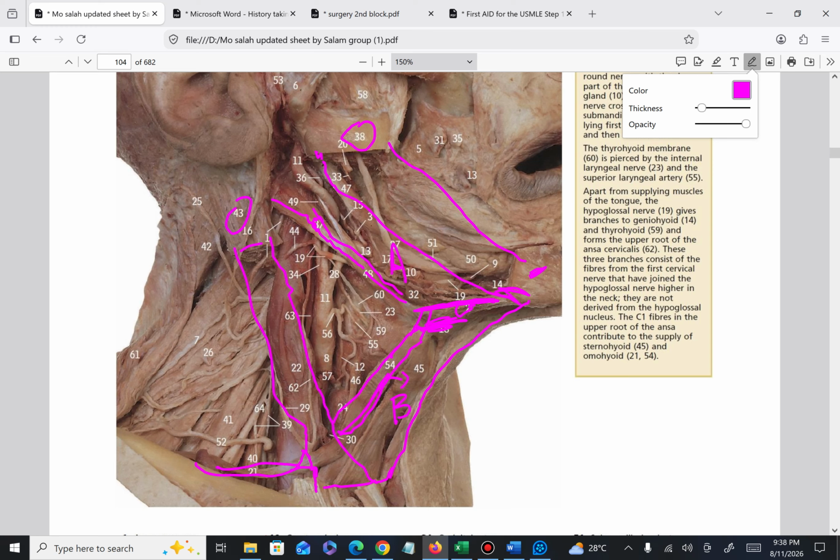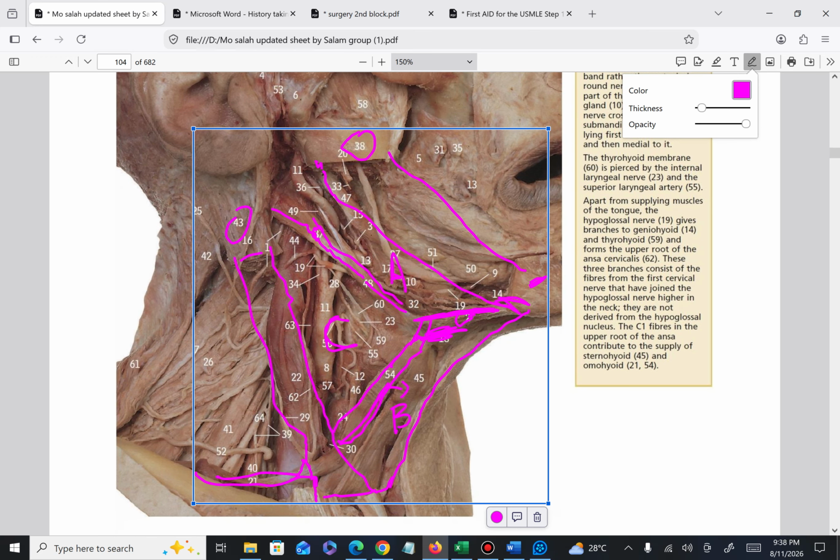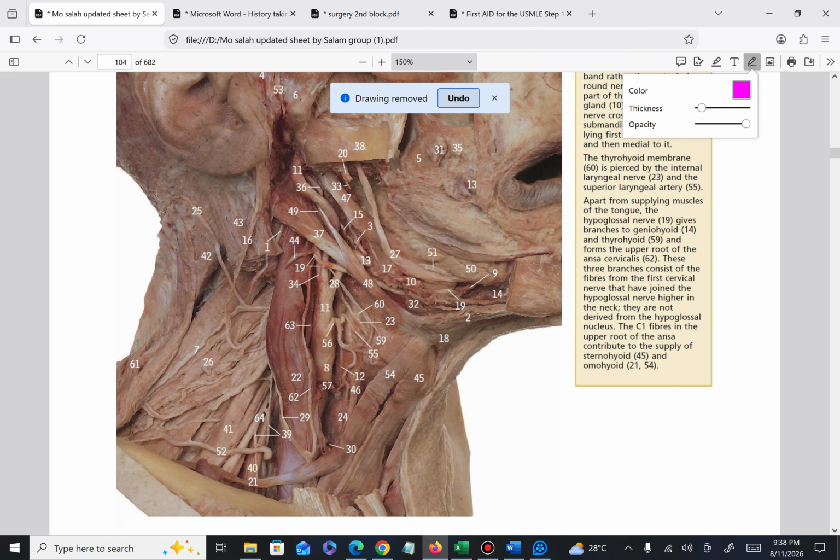This triangle labeled as B is the muscular triangle, while the region posterior to the superior belly of the omohyoid muscle, labeled as C, is the carotid triangle. So the anterior triangle is further divided into these: this one is the submandibular triangle, this one is the muscular triangle, and this one is the carotid triangle.